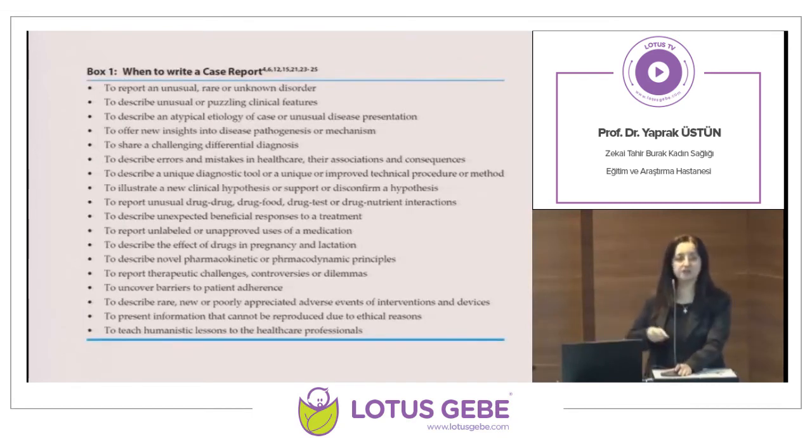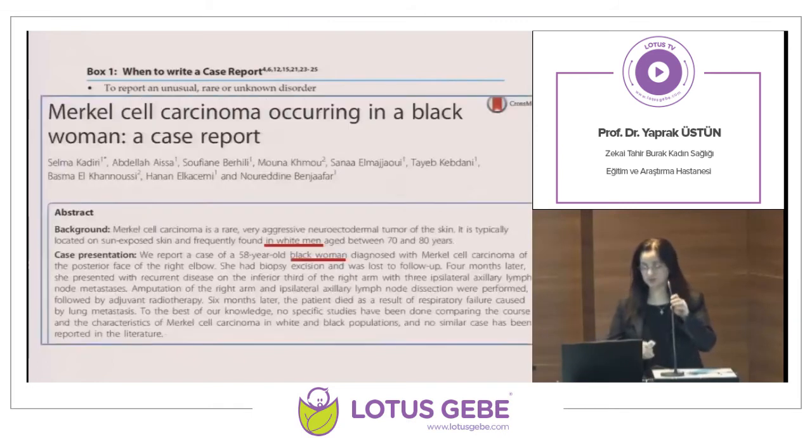When to write a case report? What are the reasons for writing a case report? You see a lot of reasons. One of them is to report an unusual, rare or unknown disorder. When we look at the examples, Merkel cell carcinoma usually occurs in white men, sorry, here you see, usually occurs in white men, and the authors reported a Merkel cell carcinoma in a black woman. So this is an unusual disorder, so it's worth publishing.